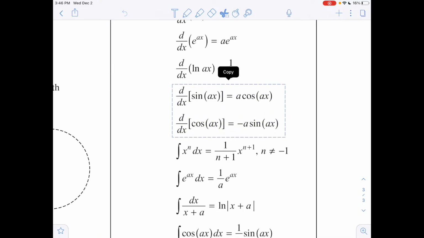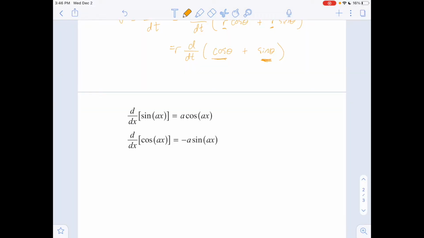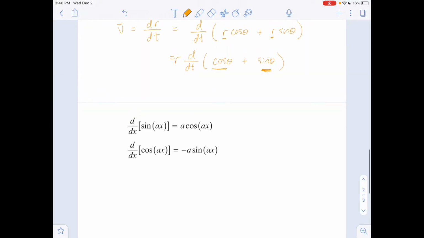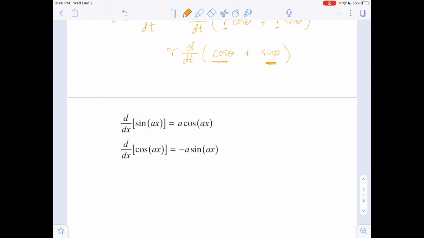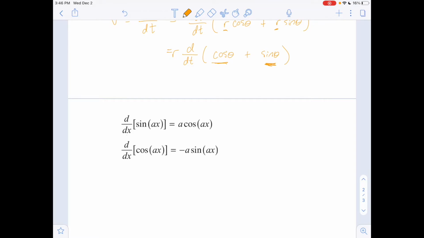And let me just talk about this for a second here. So AP gives us these derivatives, and there's one slight difference that we have here. So here we are taking the derivative with respect to x, and that is our variable inside of our sine and cosine function. But in our case, we are taking the derivative with respect to time, and inside of our cosine and sine functions here, we have theta.